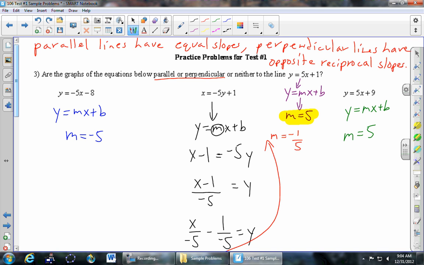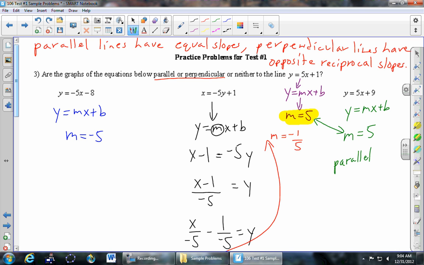Okay, so going back to the highlighted in yellow slope, the slope of the original line was 5. So that means that this green one over here is exactly the same. So that means this green one here is parallel, because the slopes were exactly the same. They were both 5.